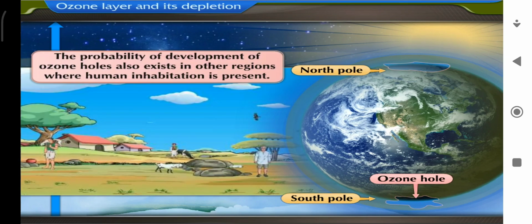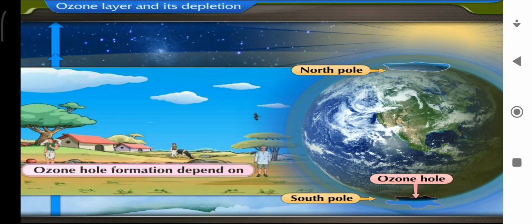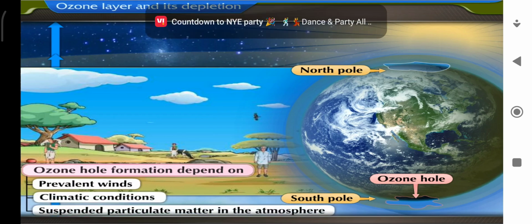The probability of development of ozone holes also exists in other regions where human inhabitation is present. Whether this will occur or not depends on the prevalent winds, climatic conditions, and suspended particulate matter in the atmosphere.